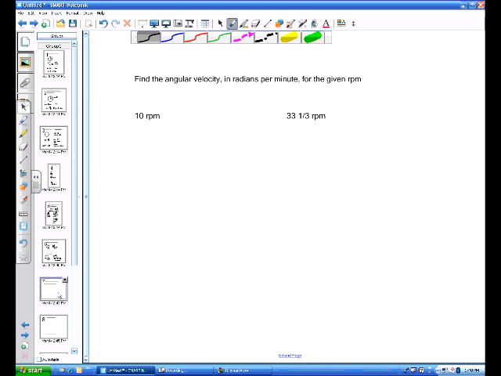Okay, let's look at some problems where we're trying to find angular velocity. Here we want to find our angular velocity in radians per minute if we're given RPMs. Now an RPM stands for revolution per minute or rotation per minute. Every time we go around in a circle, we've gone through 2 pi radians. So each revolution is 2 pi radians. So if we need this in radians per minute, we're simply going to multiply this by 2 pi.